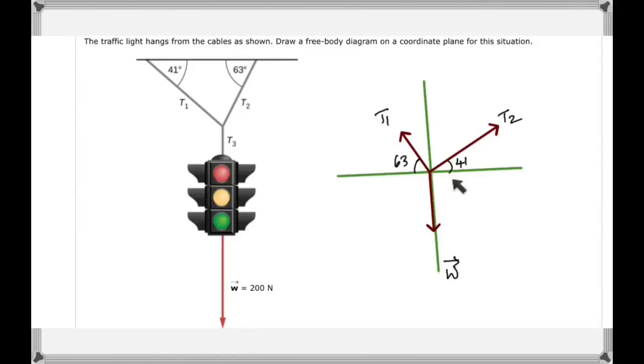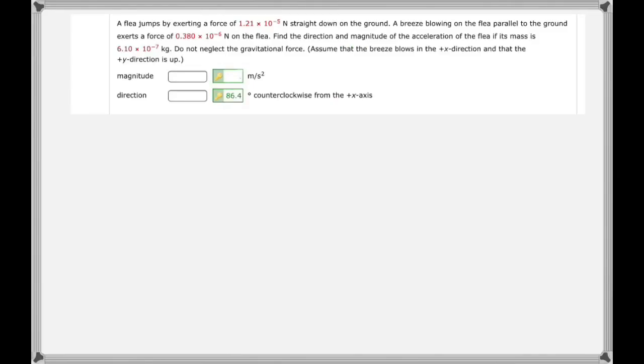Those angles will be 41, 63, because they're going to be alternate angles when you draw a parallel line there. Okay. So that is the free body diagram. Not a big deal.